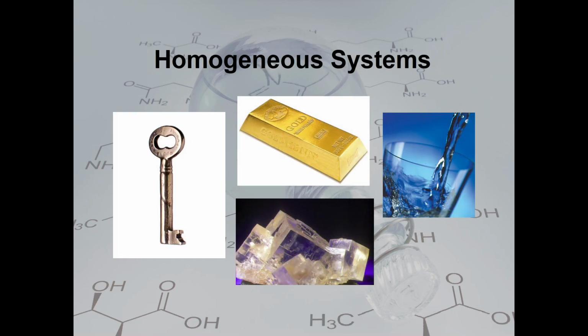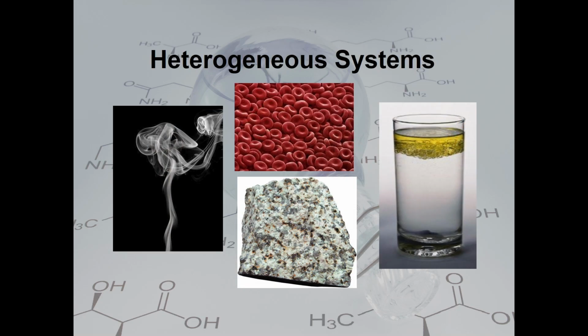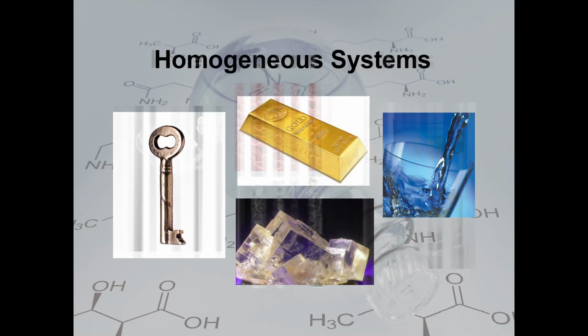So here are some examples of homogeneous systems. Gold, silver, water. Can you see the differences between the individual parts? No. They all look the same. So the gold is golden.